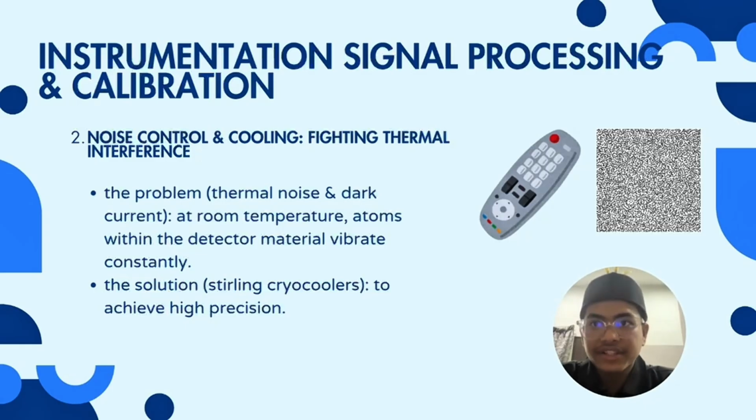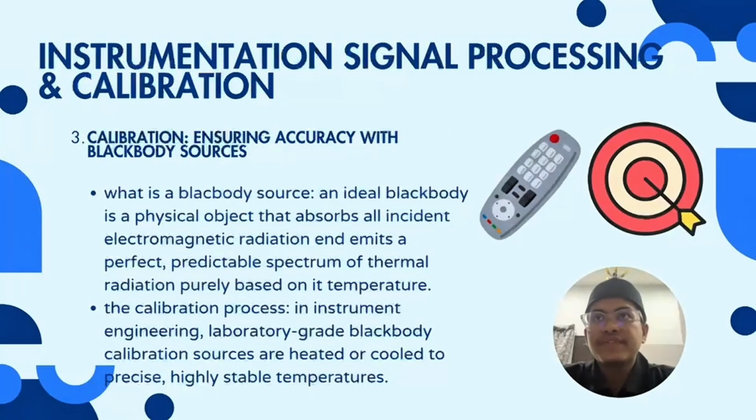And finally, let's talk about calibration. An infrared instrument doesn't inherently know what a specific voltage or resistance reading means in terms of actual temperature. It has to be taught. And we do this by using a gold standard known as a blackbody source. In physics, an ideal blackbody is an object that absorbs all radiation and emits a perfectly predictable spectrum of thermal energy based entirely on its temperature.